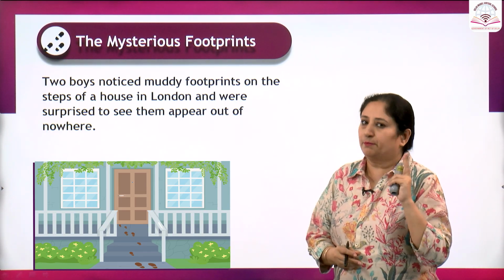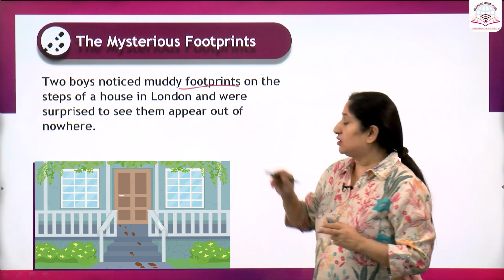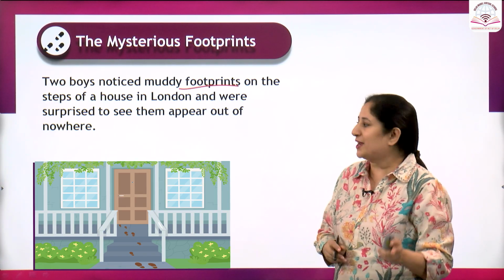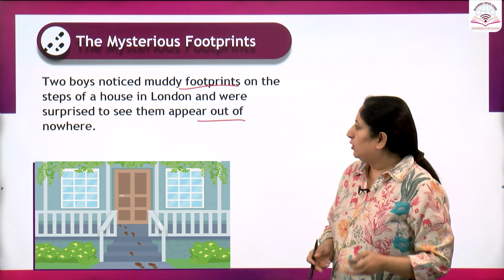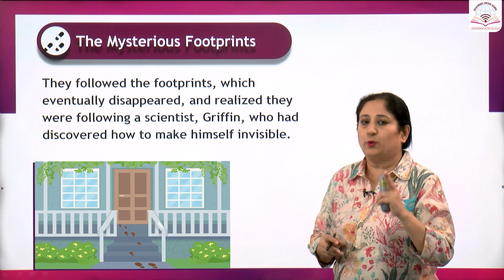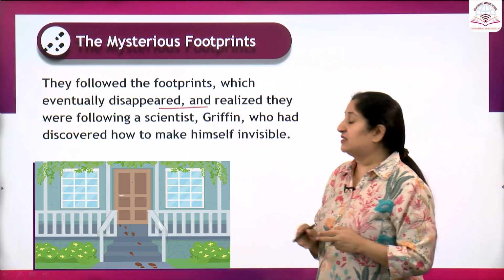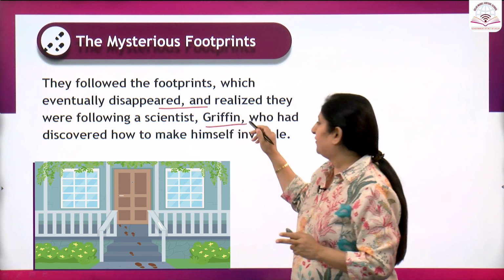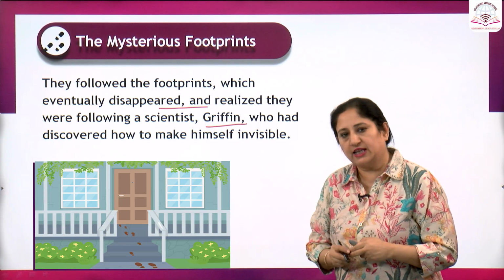Two boys in the beginning of the story noticed muddy footprints on the steps of a house in London, and they were surprised to see them appear out of nowhere. Also, they followed the footprints which eventually disappeared, and they realized that they were following a scientist whose name is Griffin, who had discovered how to make himself invisible.